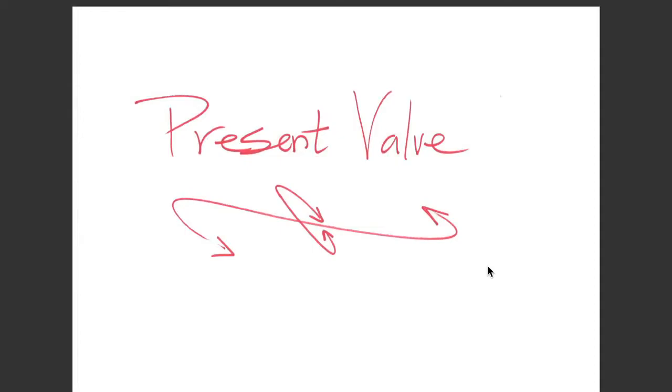Okay, a third kind of problem that you'll see is a problem called present value. The basic idea here is, suppose that your rich uncle tells you that, hey, in 20 years I'm going to leave you $1 million. That's good to know, right?